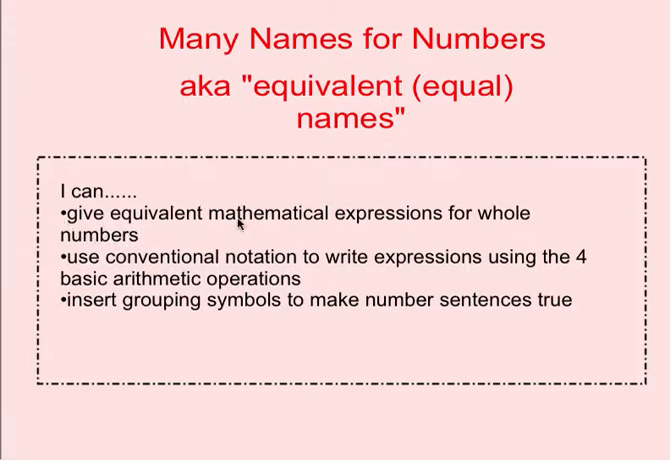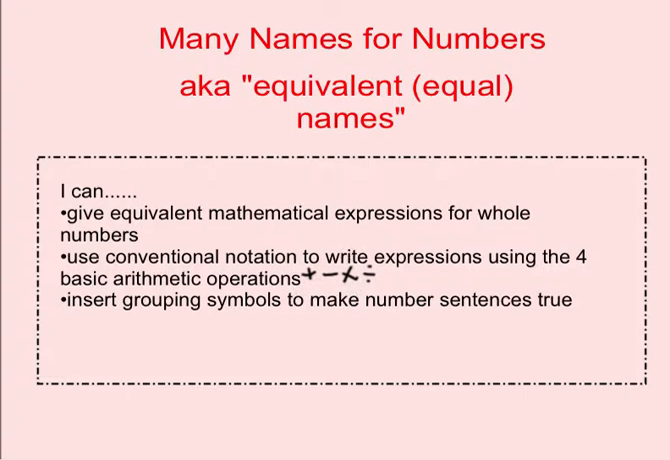I can give equivalent mathematical expressions for whole numbers. I can use conventional notation to write expressions using the four basic arithmetic operations. That would be plus, minus, multiplication, and division. Those are the operations, I should say. And then I can insert grouping symbols to make number sentences true. So how can you use our signs to make number sentences true?